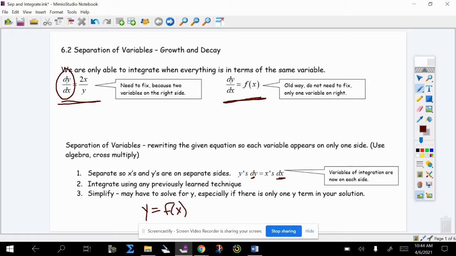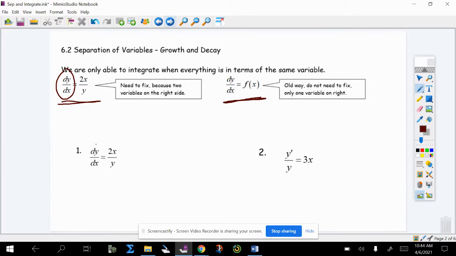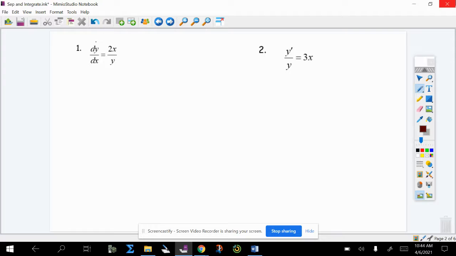So let me take you through one in this intro video, and then stop and make other videos that take you through some more complicated ones. So this is what the problem will look like. The directions will say something like solve for the general solution, or it may give you information and ask you to solve for a particular solution.